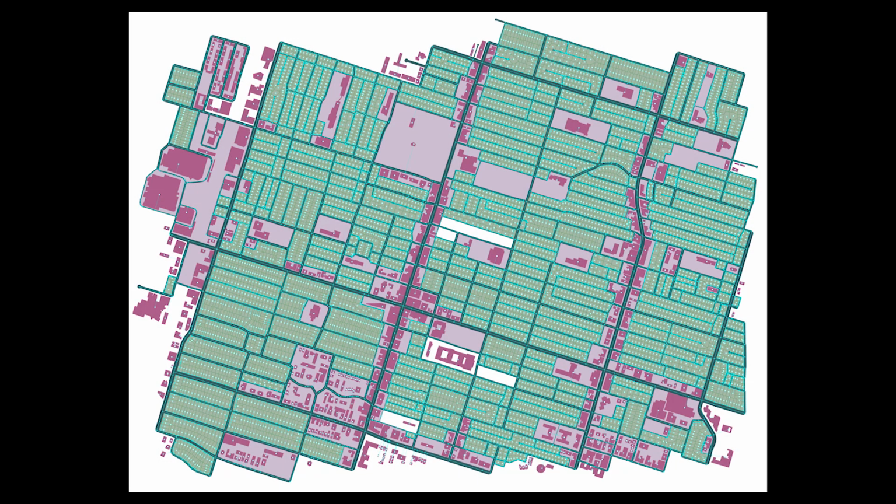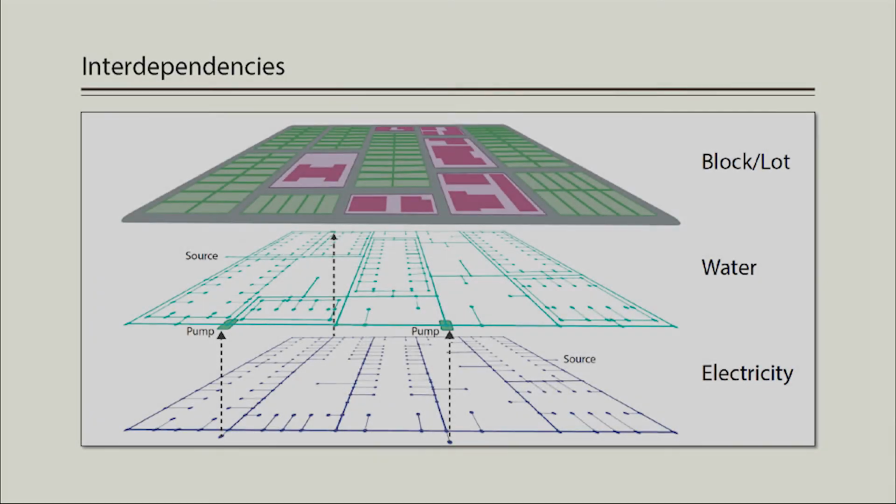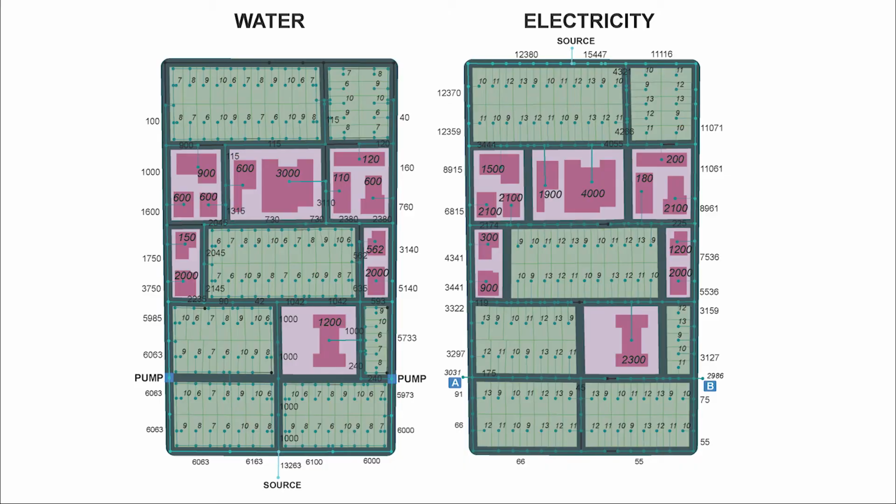This image shows the same portion of Toronto augmented with a water network. To reduce confusion, each infrastructure system is color-coded. Physical interdependencies are created by the analyst manually. This image shows a water system that depends on electricity to power pumps. Here's the water network and electricity network side by side. You'll notice the pump on the left is connected to a node A on the electricity network. In this fashion, demand for water induces demand for electricity.